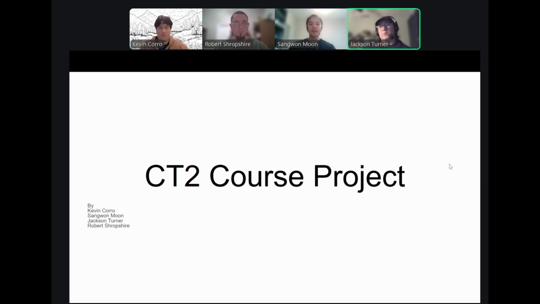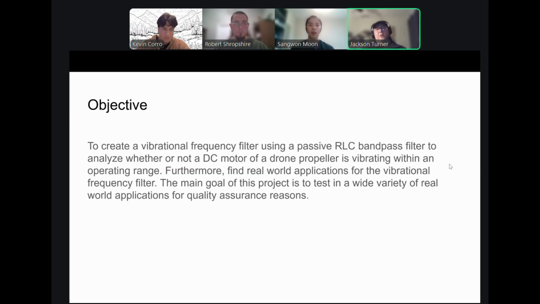Our Circuit Theory 2 course project. Our main objective of this project was to create a filter for vibrational frequency that we would then place on top of a DC motor of a drone of our choosing. Now, this filter is made up of an RLC bandpass filter that we learned about earlier this semester.